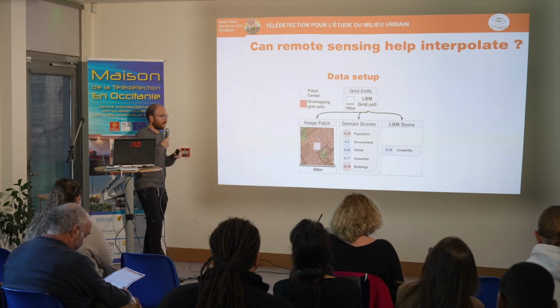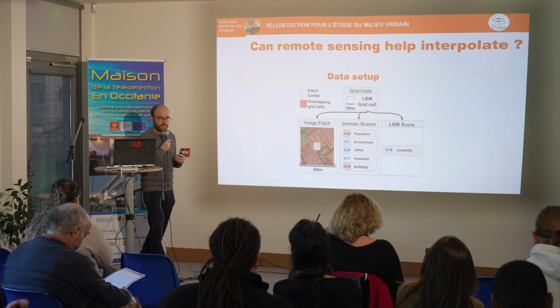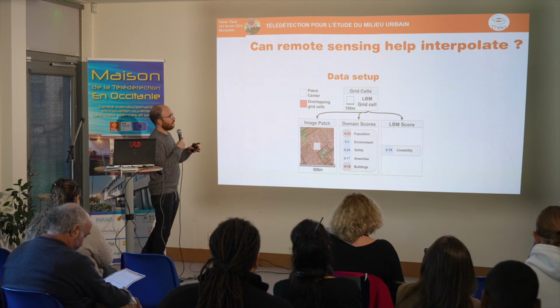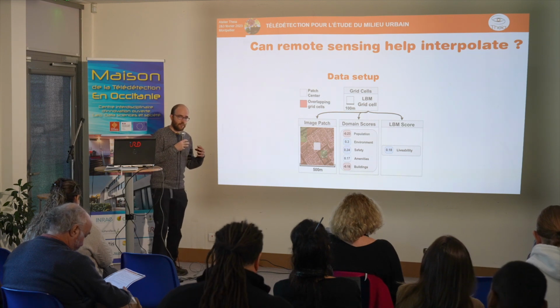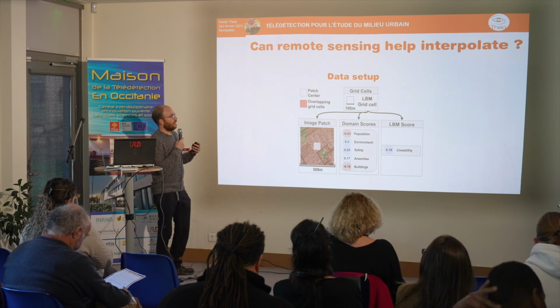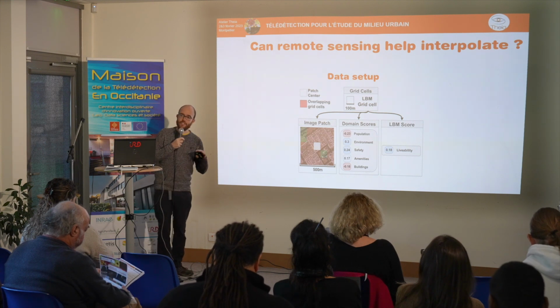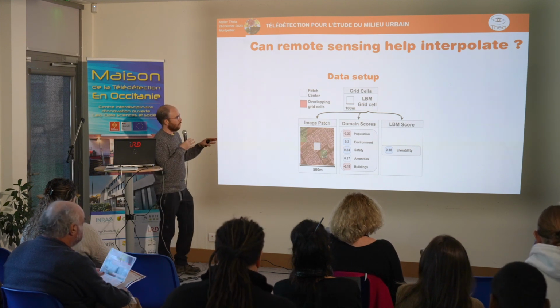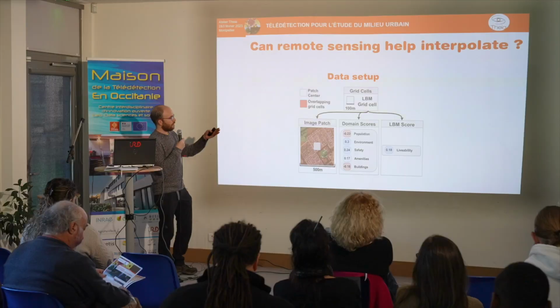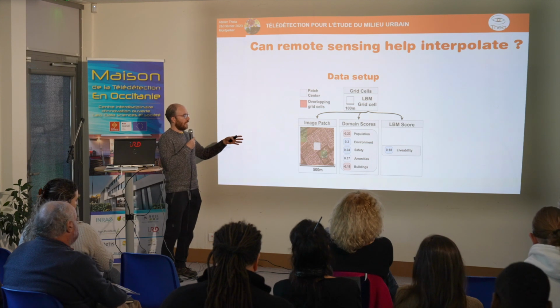And our idea was, okay, this effort has already been done and is being done more or less recurrently. But our question was, can we interpolate over these scores, over these surveys, using aerial imagery and deep learning methods? So the first thing we did is to basically match these 2 data sets. On the one hand, this LEV barometer, so this information about the livability, including the 5 domain scores and the final score, together with an aerial image.